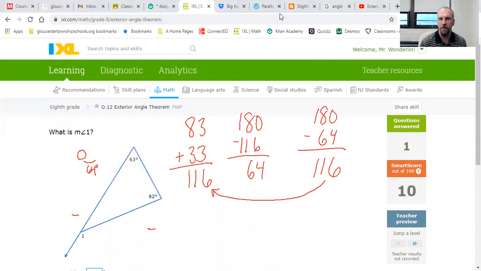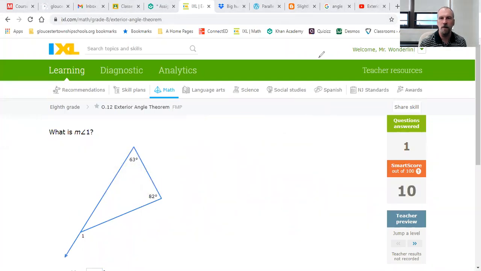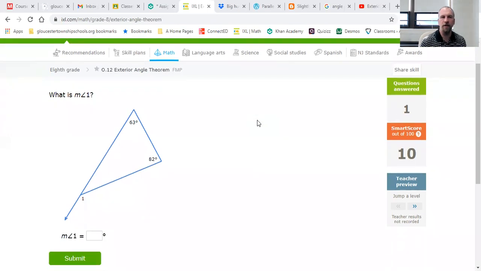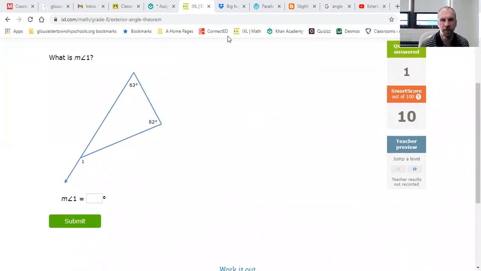Correct. Let's try it again. I have two angles on the inside, 63 and 82, but they're asking me again for this exterior angle, this one that's on the outside of the triangle. So I'll use the same idea.